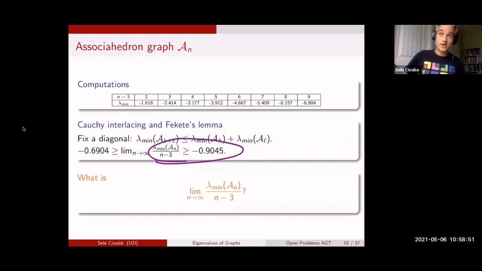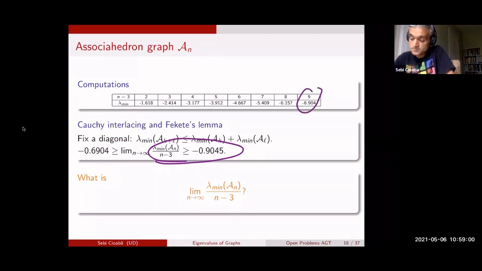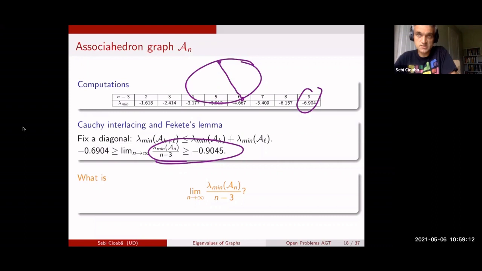And then if I want to find an upper bound, you can calculate these eigenvalues up to n equals 12, and you get to here. And then I use eigenvalue interlacing, because if I take a big n-gon and fix a diagonal, and look at the subgraph consisting of all the triangulations that have a fixed diagonal, then the adjacency can only happen here or here. I cannot cross the diagonal because it's fixed.